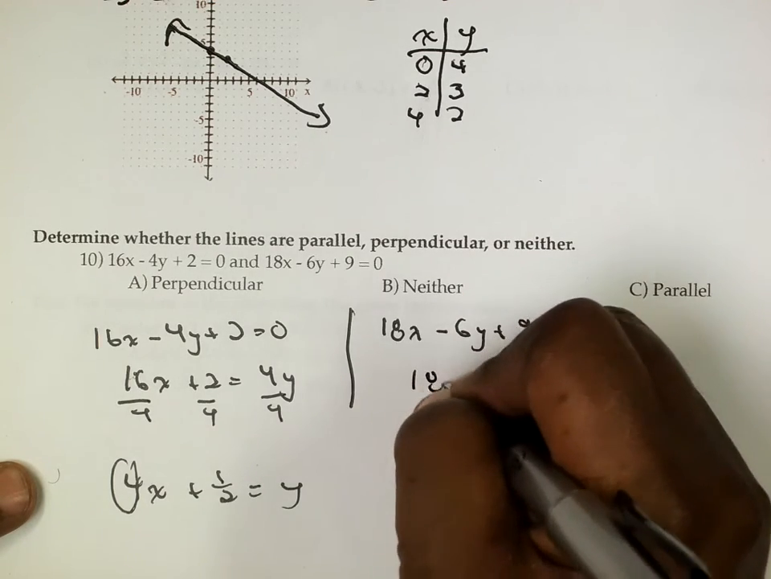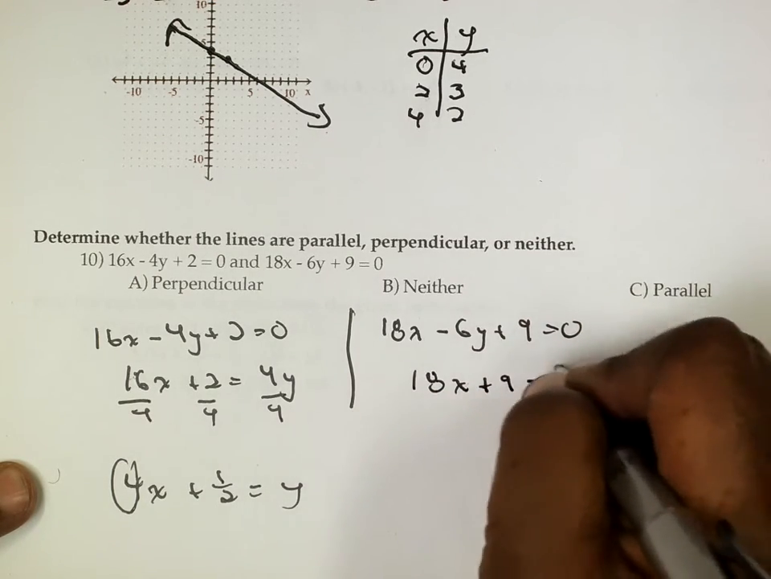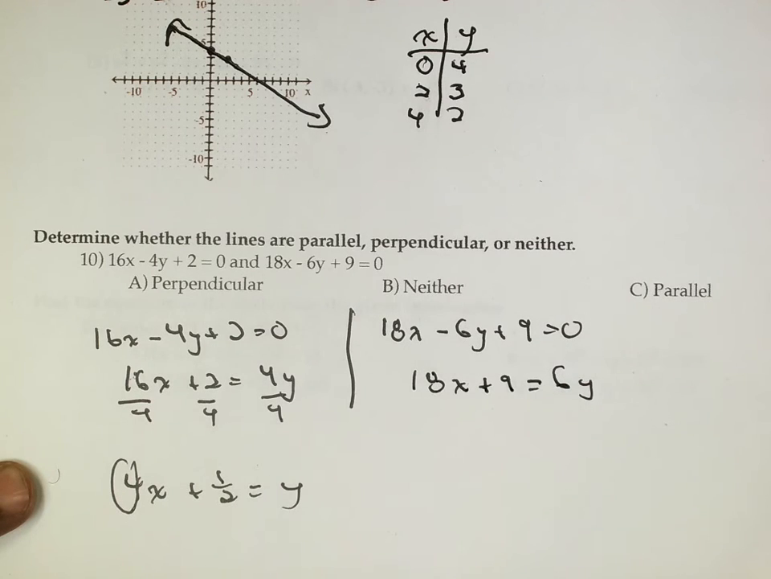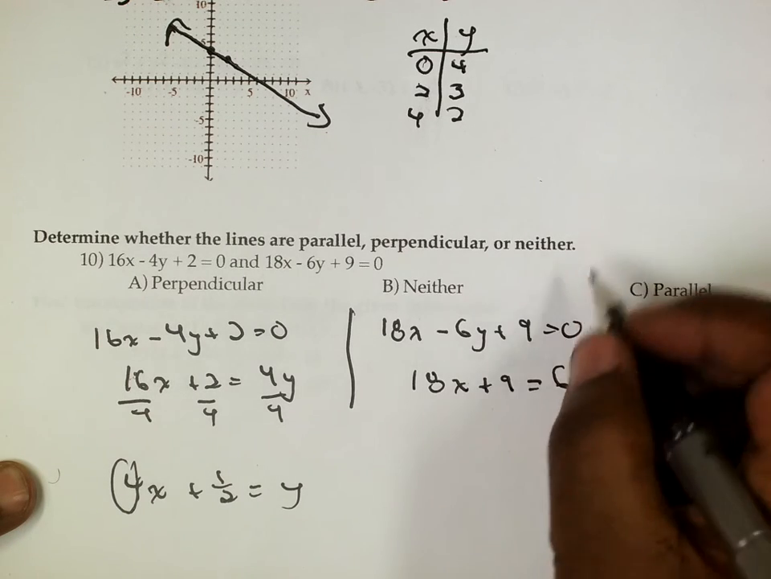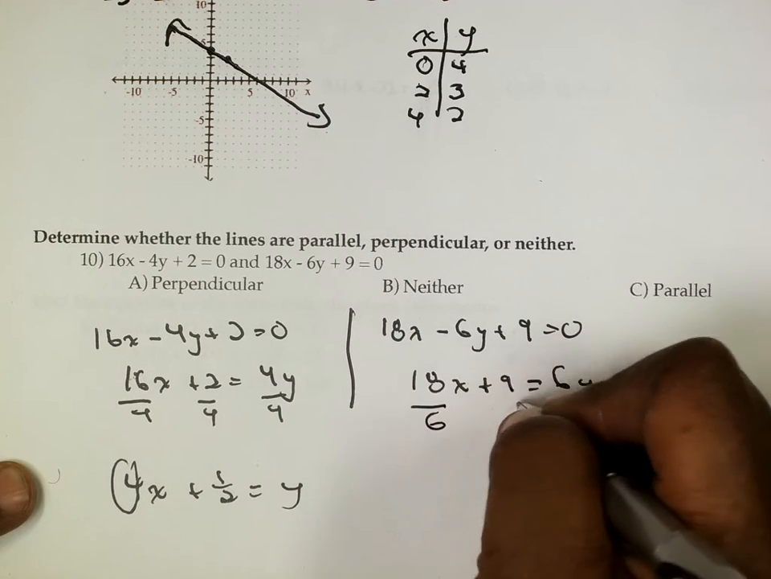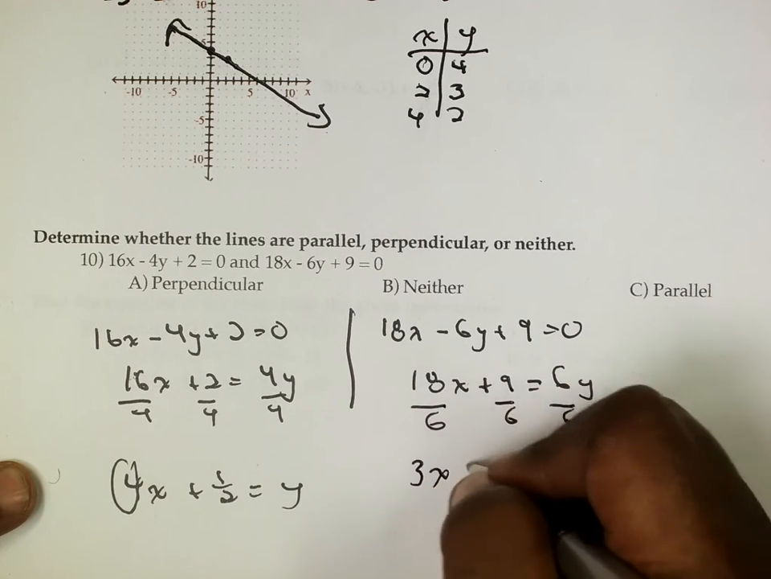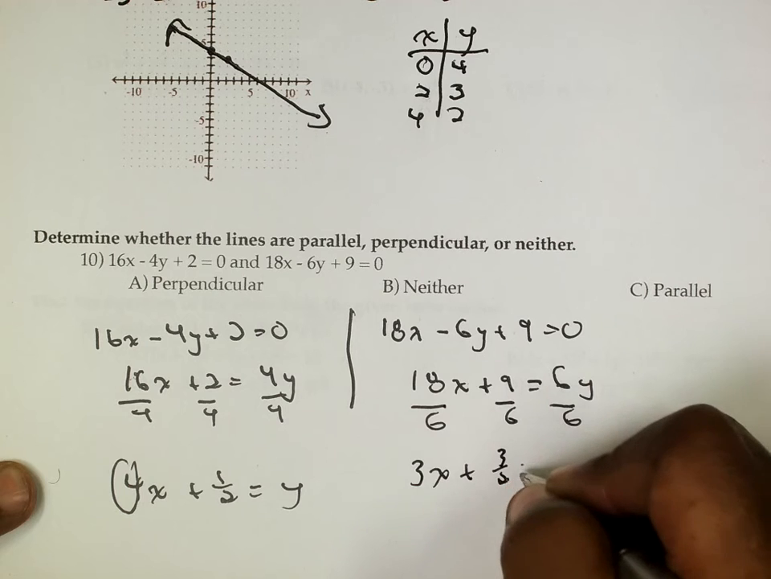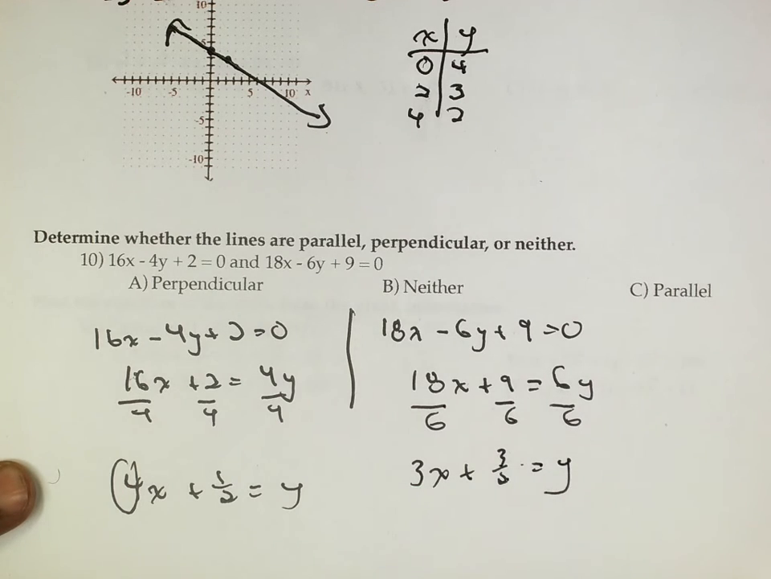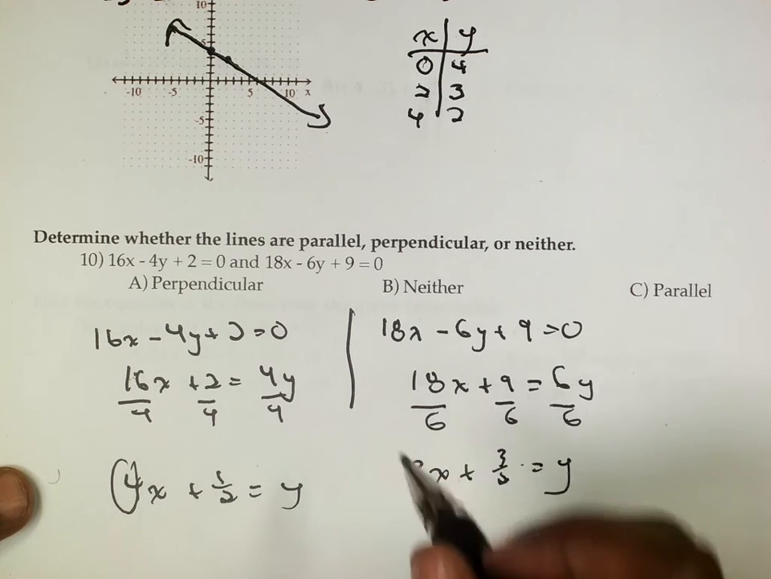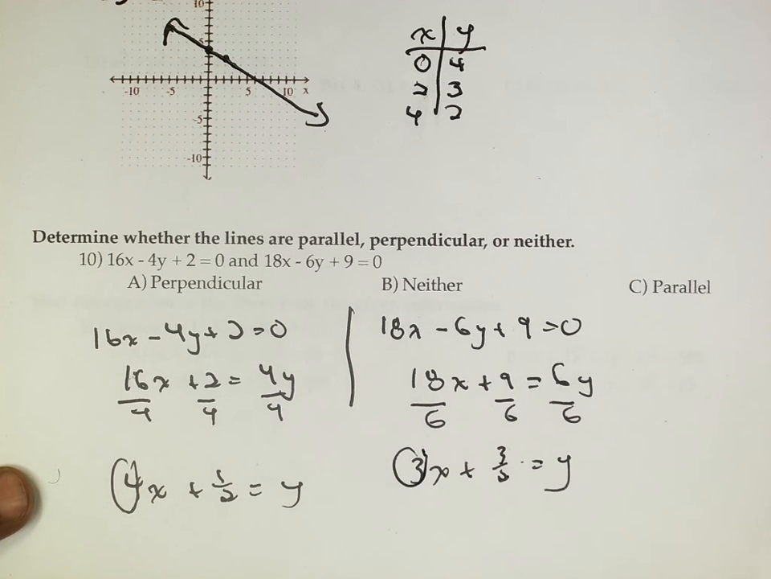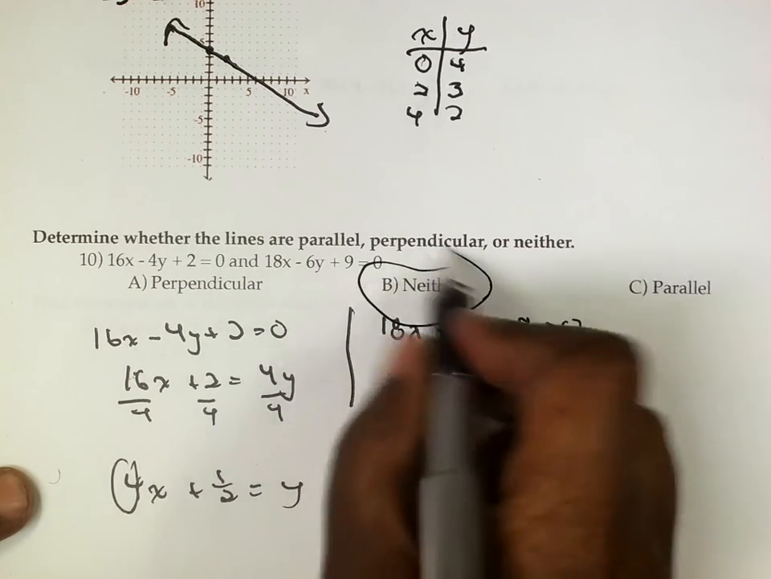Here, I'm going to move the 6y over. And I'm just moving it over to the right because it's quicker. You could subtract the 18x and the 9 and then do it that way, but as long as y is by itself, that's fine. And then divide by 6. And I get 3x plus 3/2 is equal to y. So one slope is 4, the other one's 3. They're not parallel because they're not the same. They're not perpendicular because they're not opposite and reciprocal. So this is just a neither.